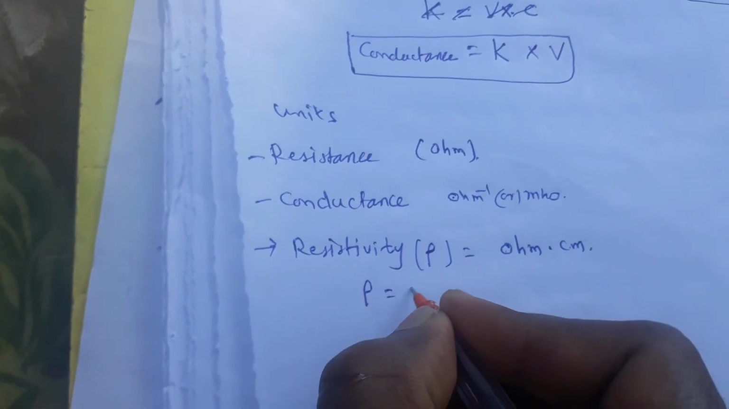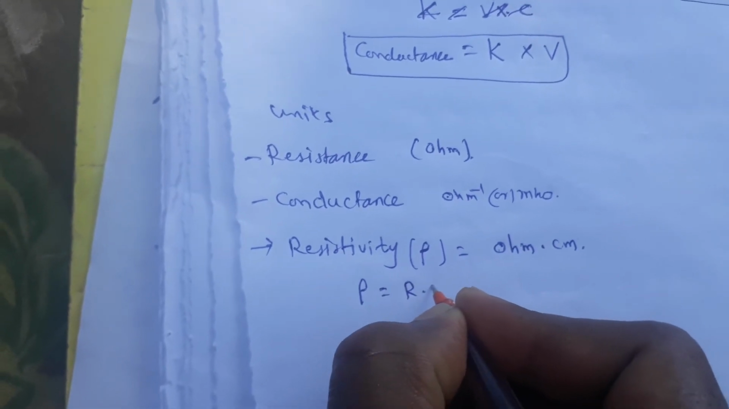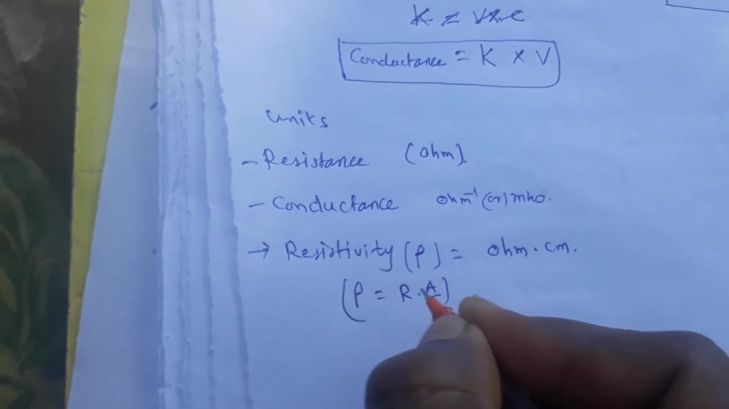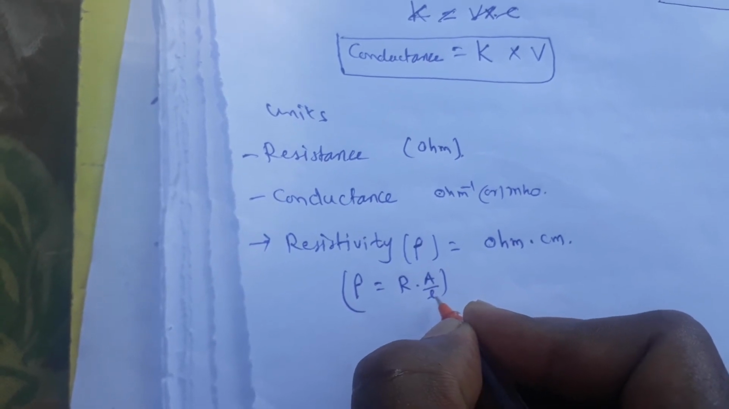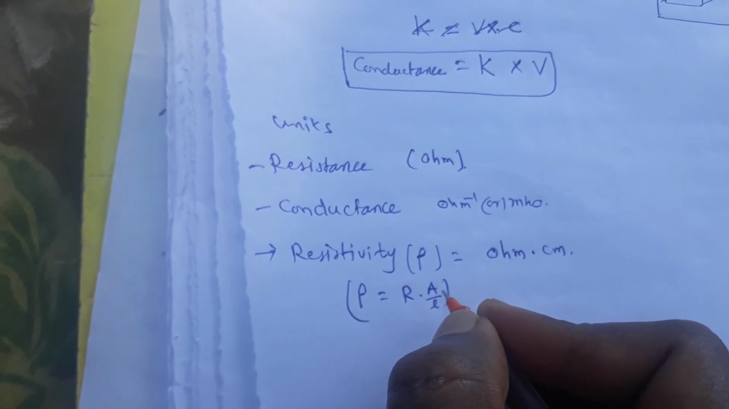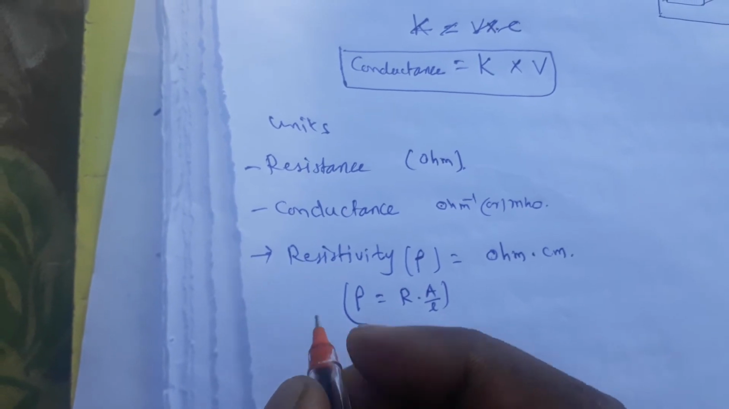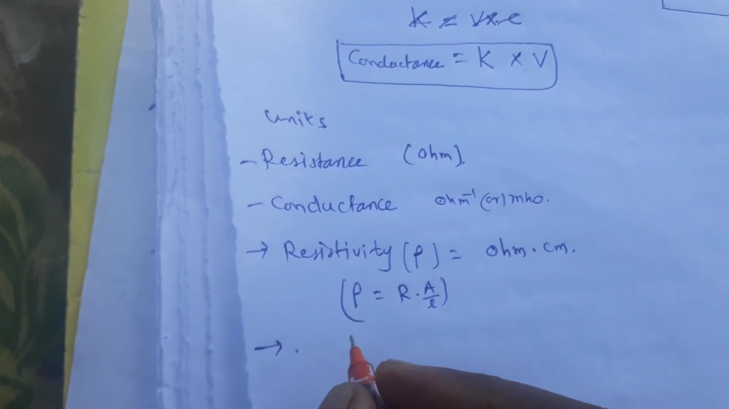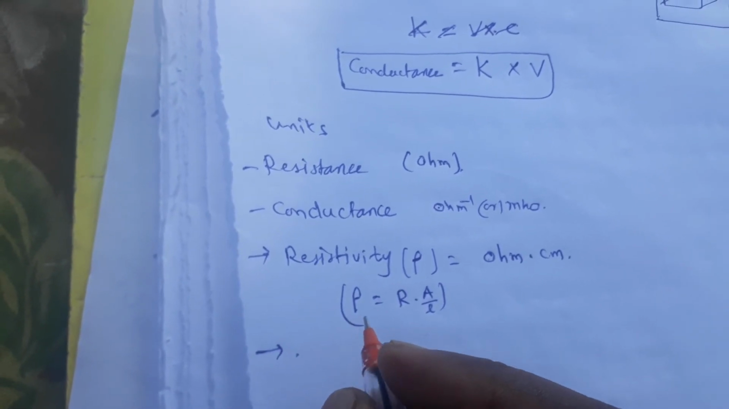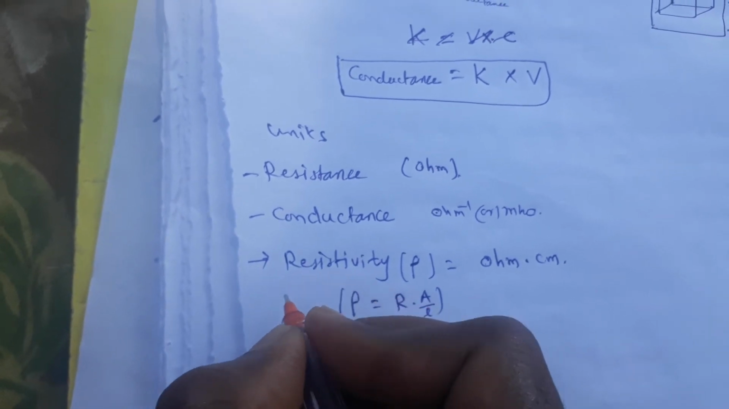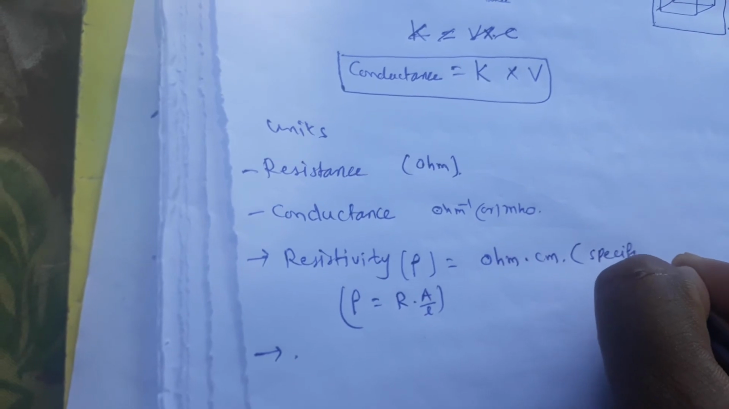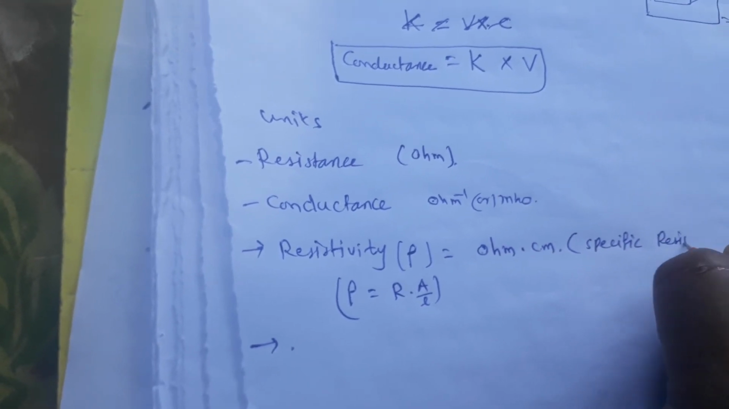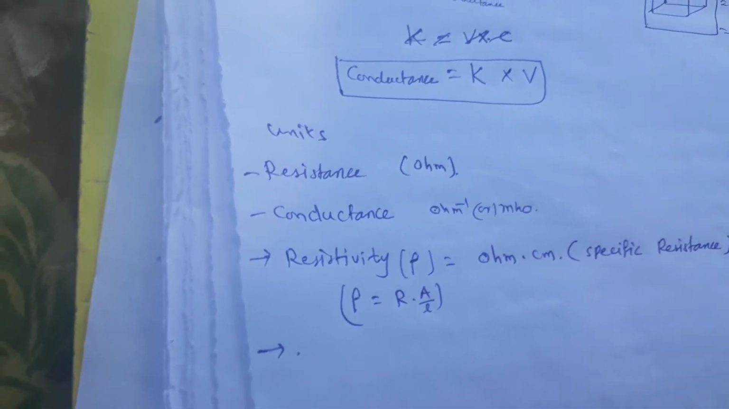Rho is equal to R into A by L. R is the ohm and A by L is centimeter per centimeter. Centimeter will get cancelled. So here it is ohm centimeter. And resistivity we can also call specific resistance. So this is the specific resistance.